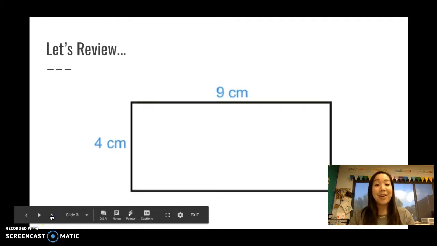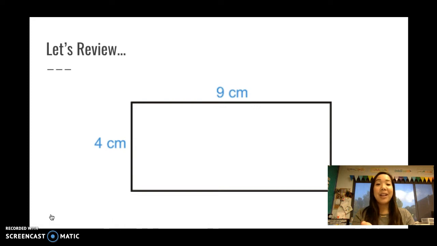Based on what we just reviewed, let's take a look at this rectangle. I'm given the length of the top side and I'm given the width of the left side. I know that the top side is 9 centimeters, so I know that the bottom length is also 9 centimeters. I know that the left side is 4 centimeters, and I know that the right side width is also 4 centimeters.